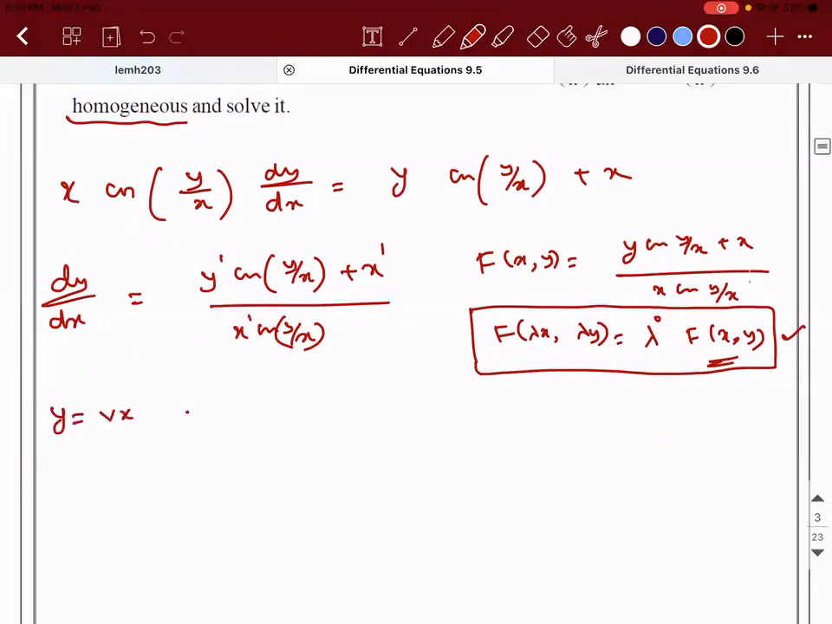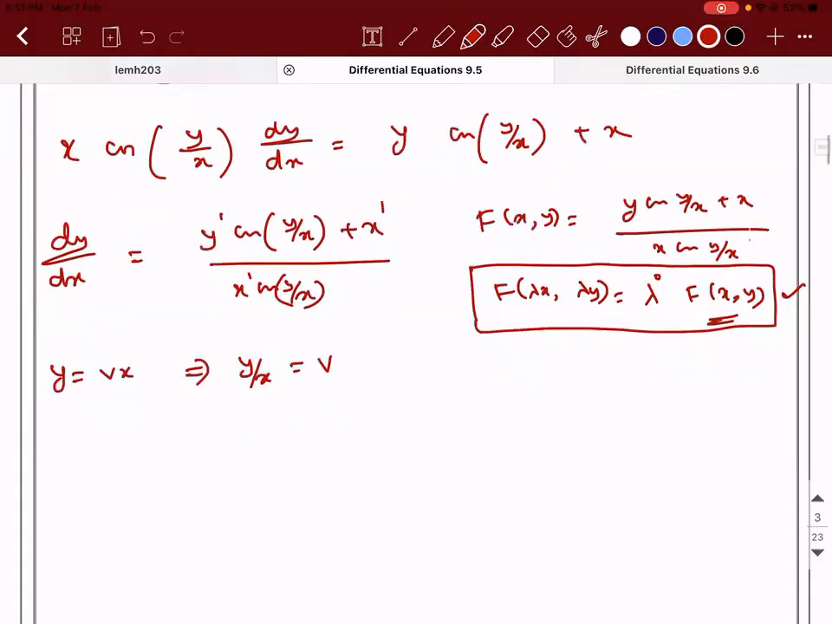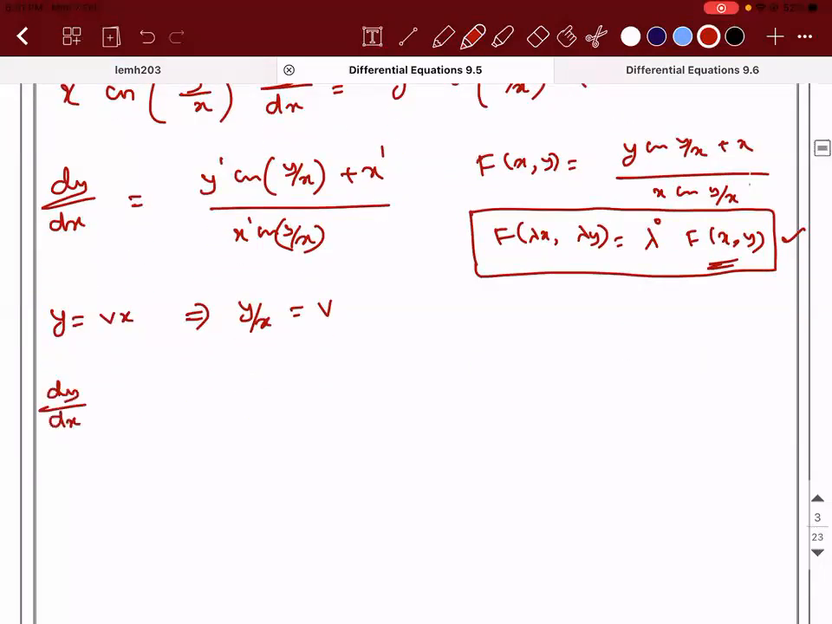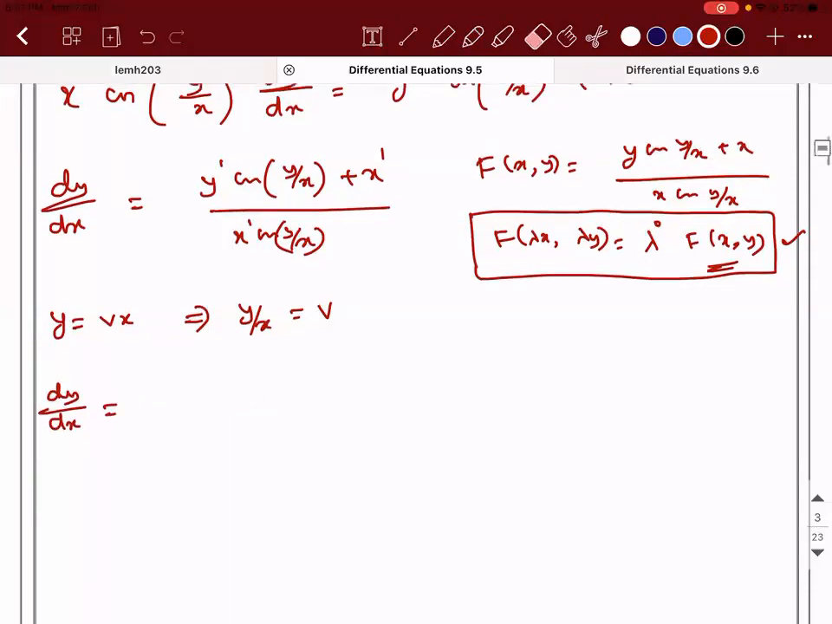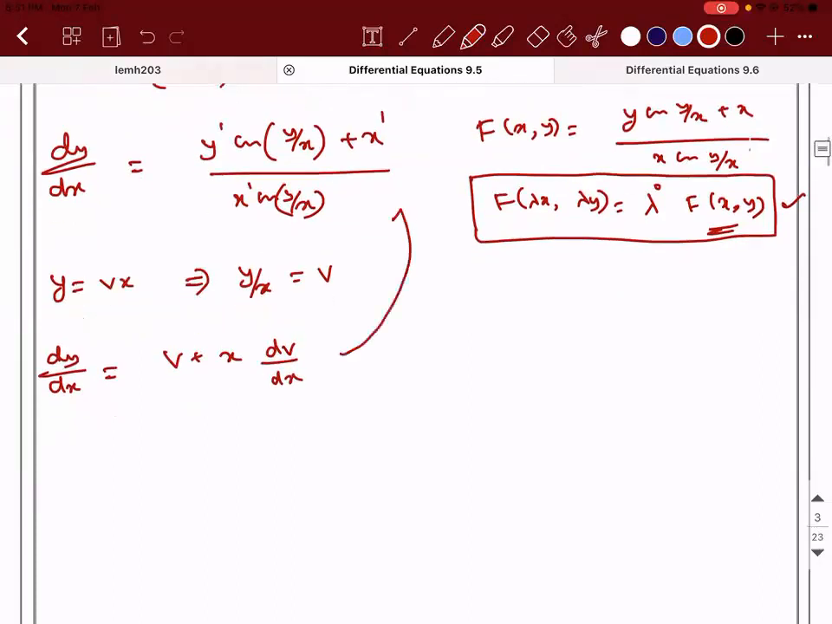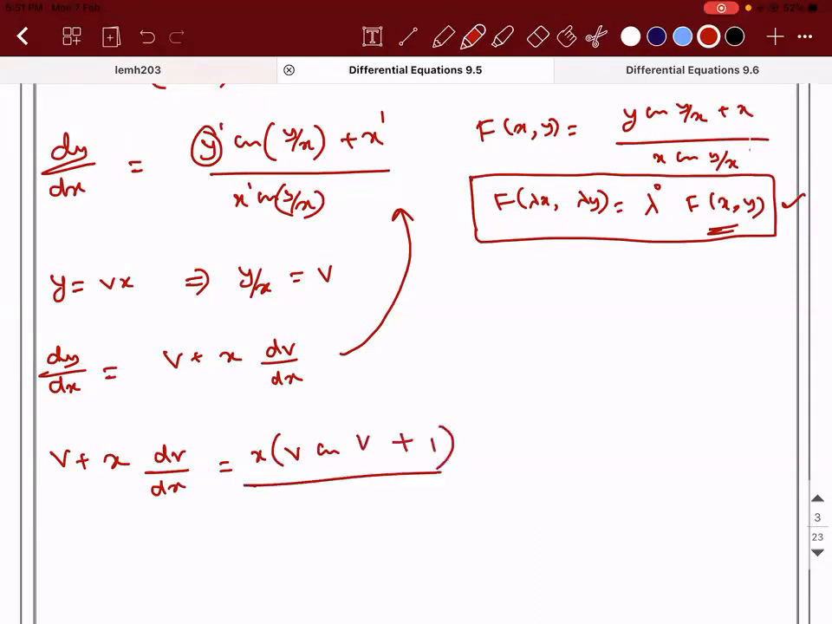now I need to put y is equal to vx, which implies y by x is equal to v. And what is dy by dx, guys? Dy by dx is equal to v plus x into dv by dx. Okay, I'll take this and substitute it here. V plus x into dv by dx is equal to, in the place of y, I'll put vx. So if I take x outside, x into v cos of v plus 1 divided by x into cos v. X and x will get cancelled. V cos v plus 1 divided by cos v.